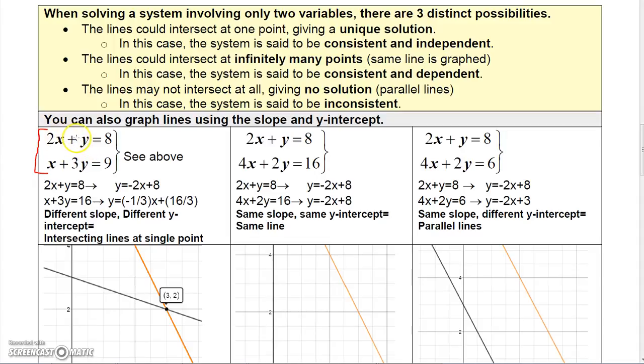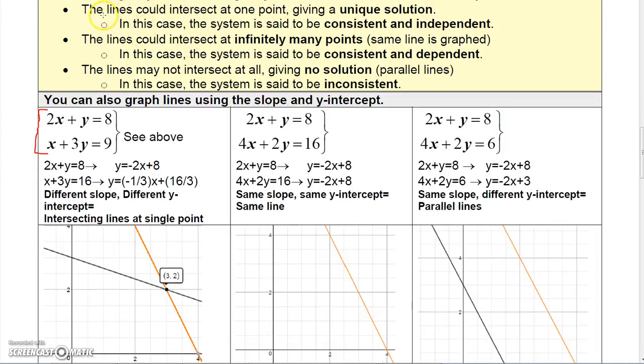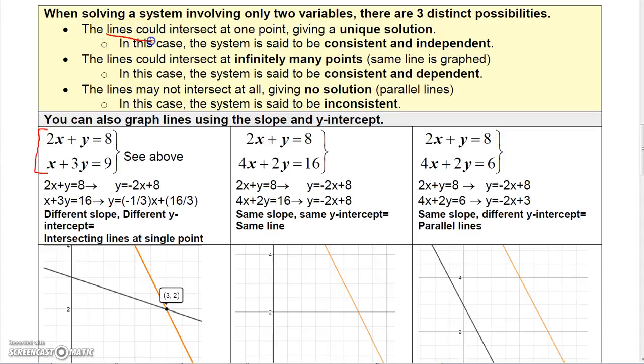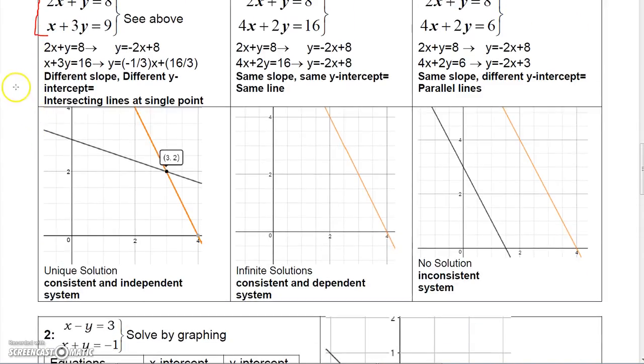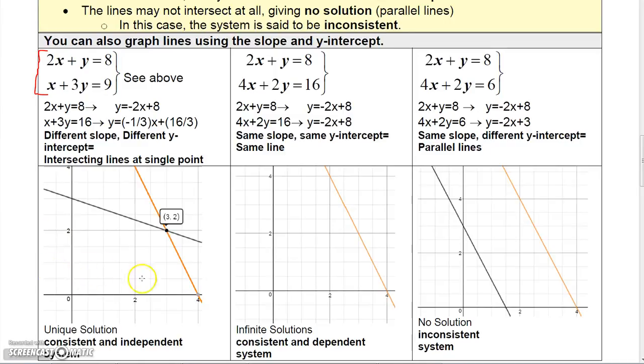So 3 things can happen when you solve a system. I'm not going to solve these, you can read it, but I just want to show you the 3 things that could happen here. One thing that could happen is the lines could intersect at a single point, giving a unique solution. When this happens, we have a consistent and independent system. So learn that name. So this first system here, the lines intersect at one point, the point (3, 2), and so that's a consistent and independent system.